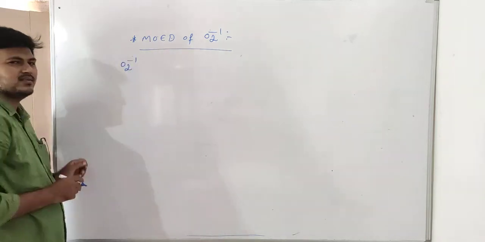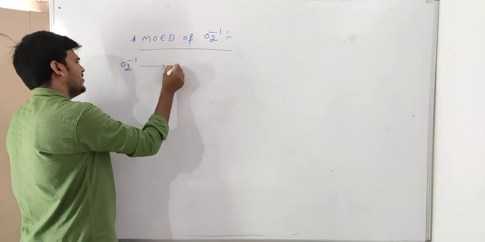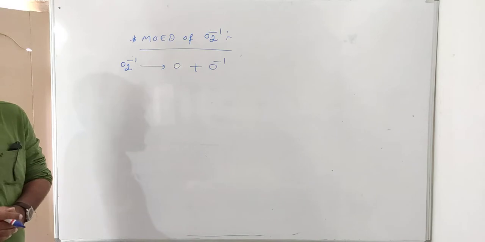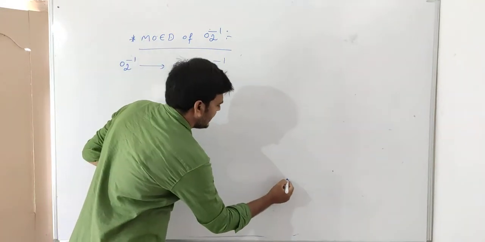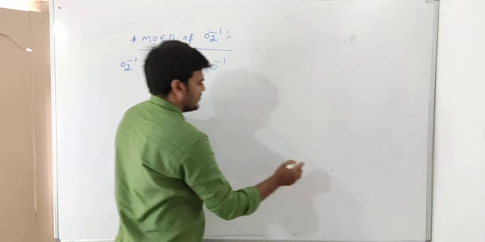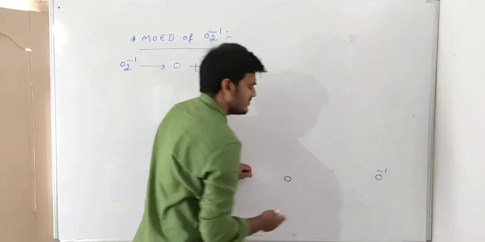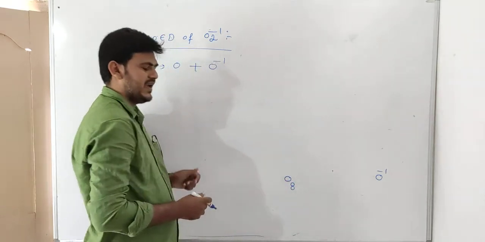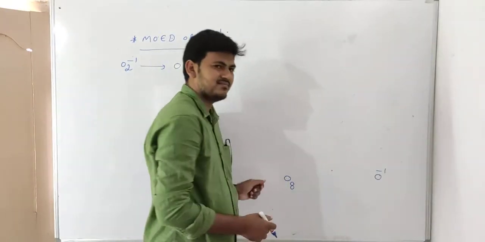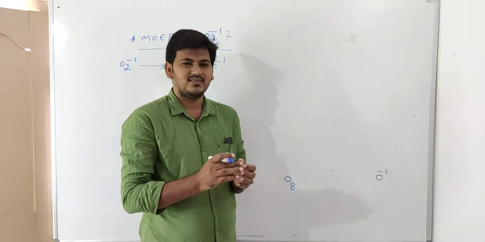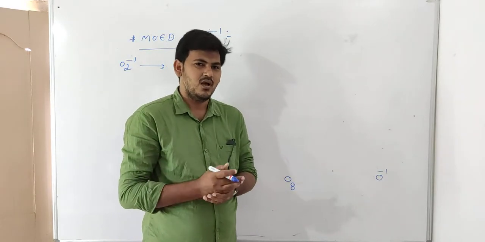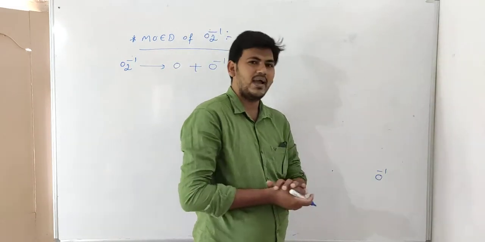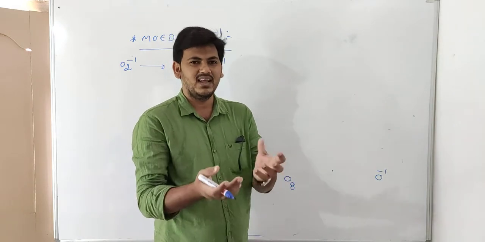O2 minus 1 is converted into O plus O minus 1. Clear. So the first is the oxygen atom, and next is O minus 1. Generally, oxygen has atomic number 8. O minus 1 means gaining of 1 electron. For example, O plus 1 is loss of 1 electron, and O minus 1 is gaining of 1 electron.